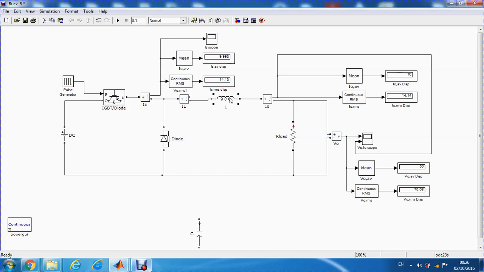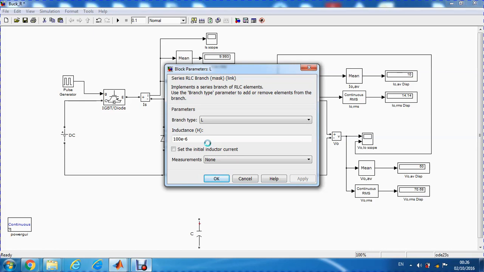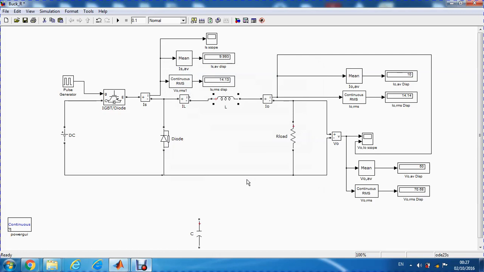Now I have chosen a value of 100 microhenry as a start to see the effect of that inductor on the output current and output voltage. And we will repeat the same procedures we have done in the resistive load again and see the effect of that inductor on the output performance while increasing the switching frequency and the pulse width modulation or duty cycle. Let's start and see what's going on.